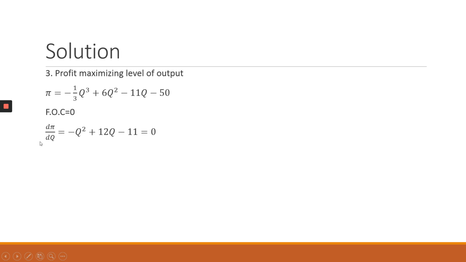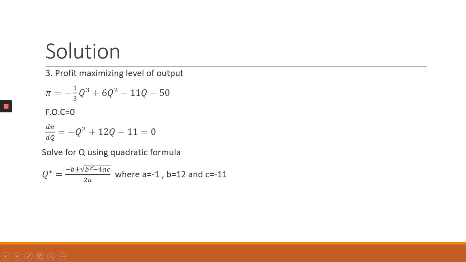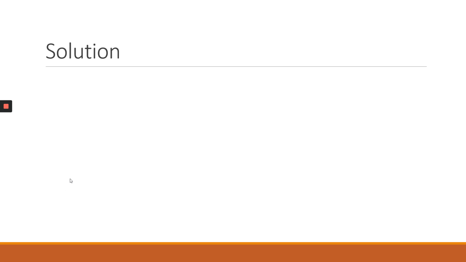So basically, we have defined a quadratic equation. Right, so now we use the quadratic formula with your A equal to minus 1, your B is 12, and your C is minus 11, and that reduces to Q star being equal to either 1 or 11. Right, so we need now to identify which of the two solutions maximizes the profits.